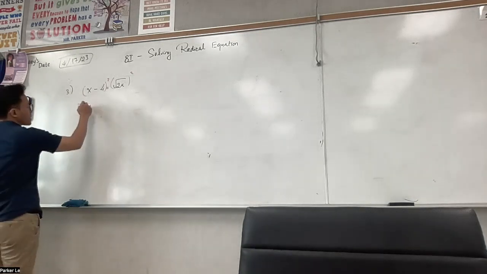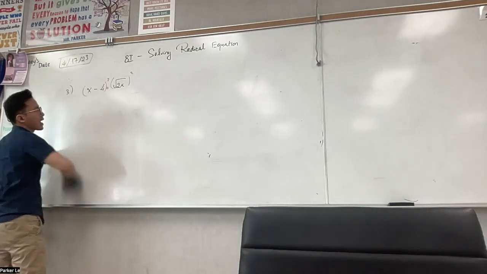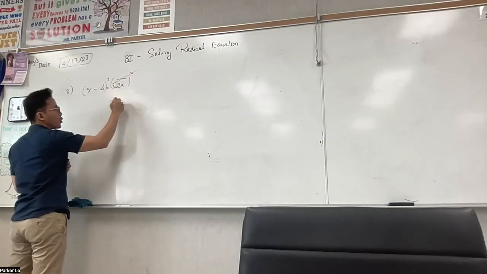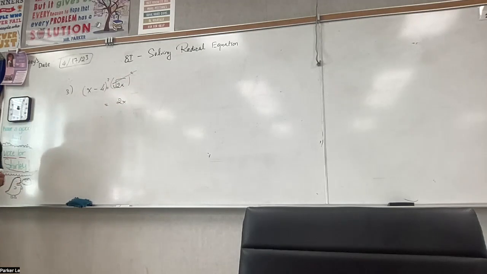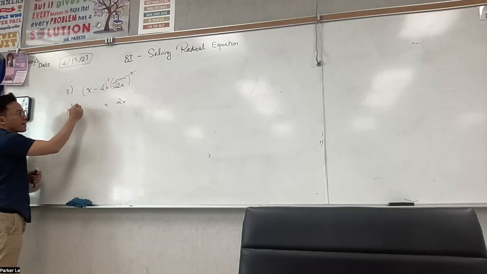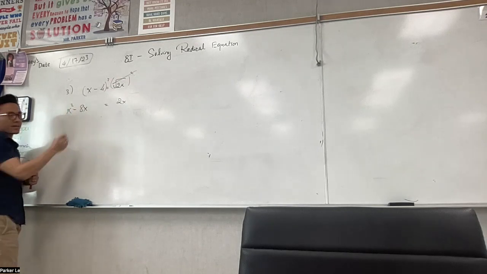All right, so on the right side, the square root and the square cancel out. I have 2x. What is x minus 4 squared? x minus 4 squared is x squared. Can we just do it without FOIL? Can we just write it right away? x squared minus 8x, minus 8x, very good.